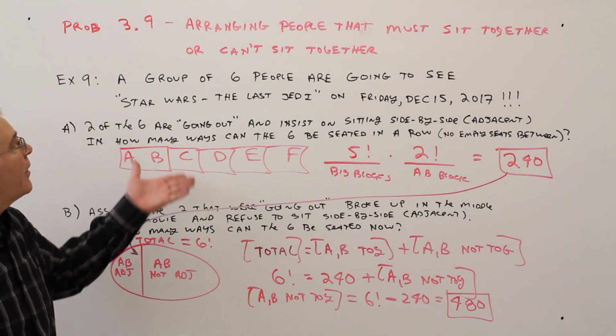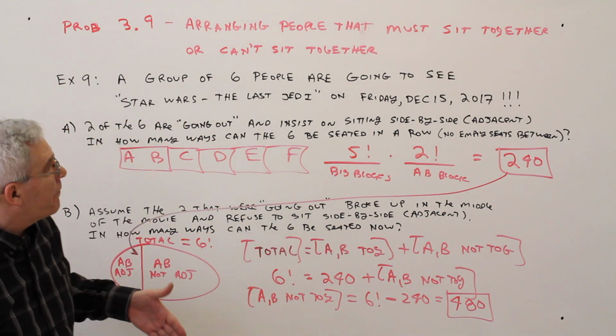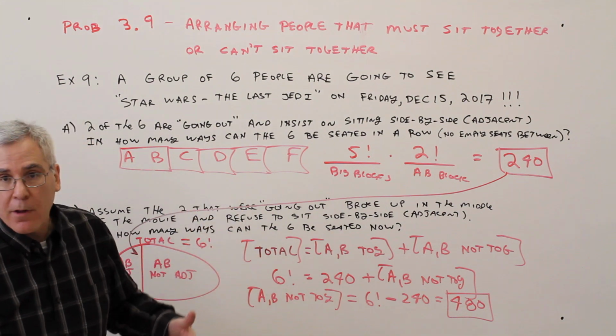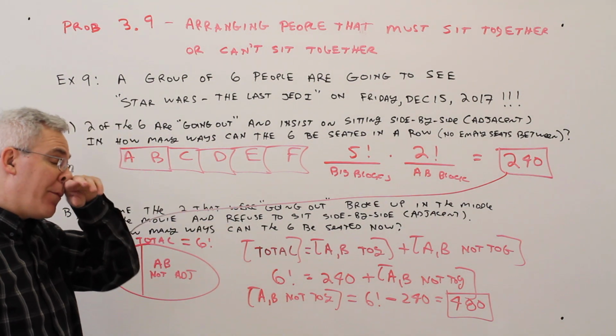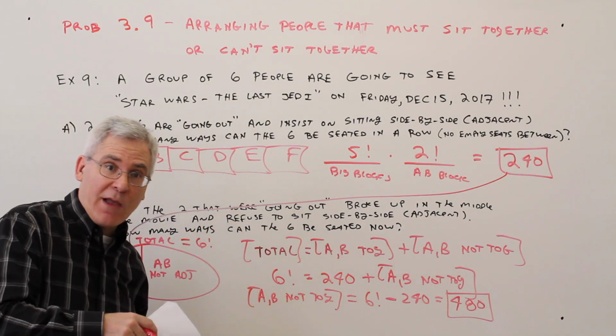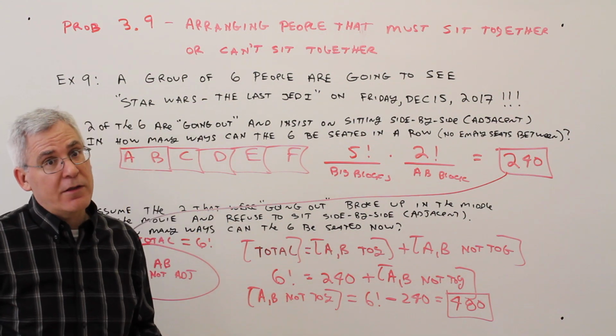So there you have it, how to use the product rule, factorials, and even subtraction to find out the number of ways that people can sit side by side or not sit side by side.